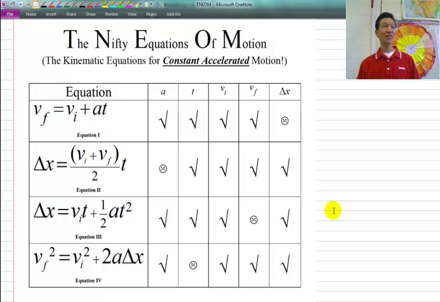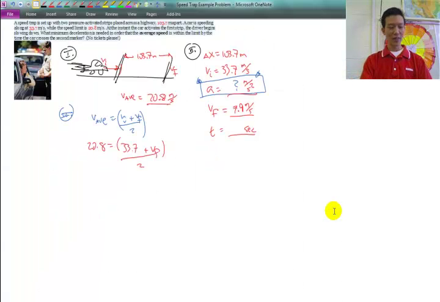So anyway, I want to know A, I know VF, I know VI, I know delta X. What I don't know is time. So which one doesn't have time? There's only one equation. Nifty number 4. Woo! Life is good. Let's do it, okay?